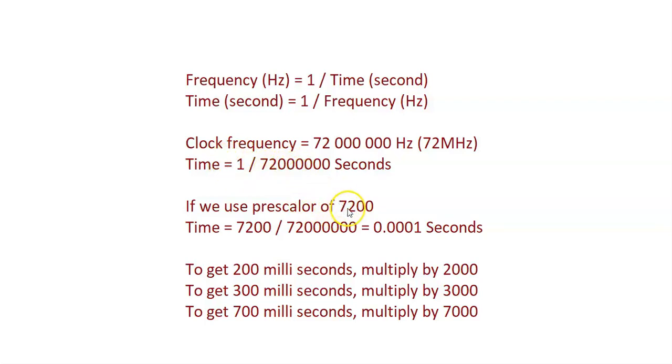Now if you multiply by 7200, we get 0.0001 second. So I selected this number to make it simpler. When we get this much second, we can multiply by 2000 to get 200 milliseconds, 3000 to get 300 milliseconds, 7000 to get 700 milliseconds. So we're going to use this number and this number for the prescaler and counter period.